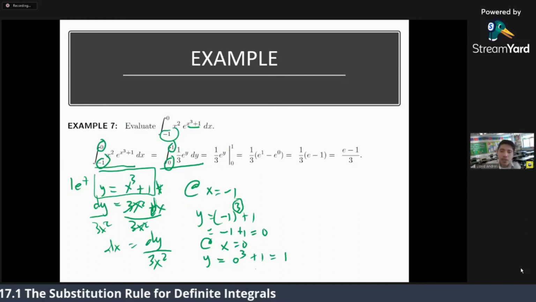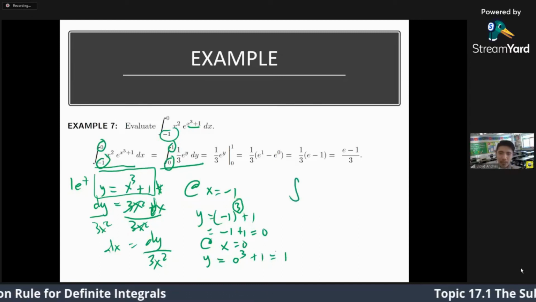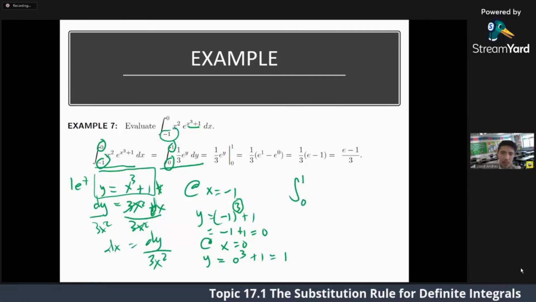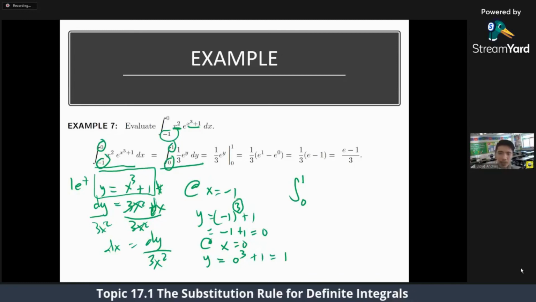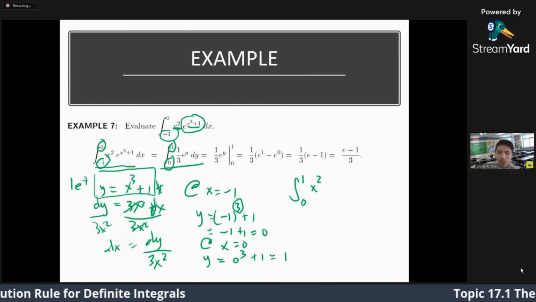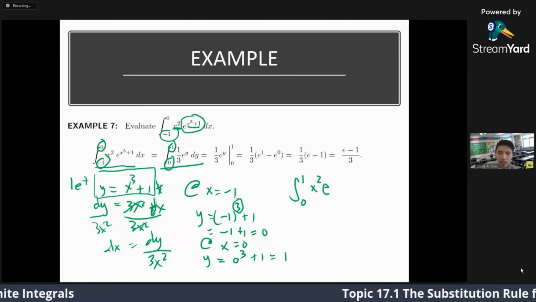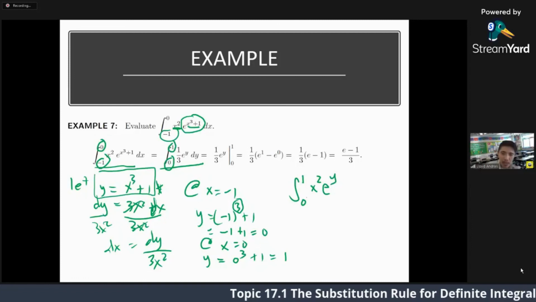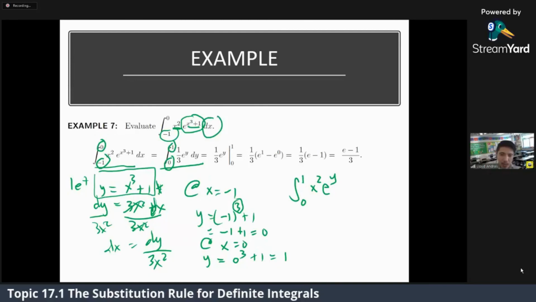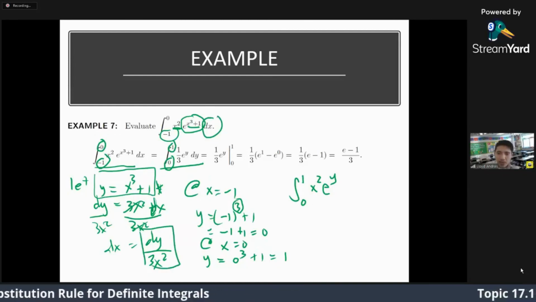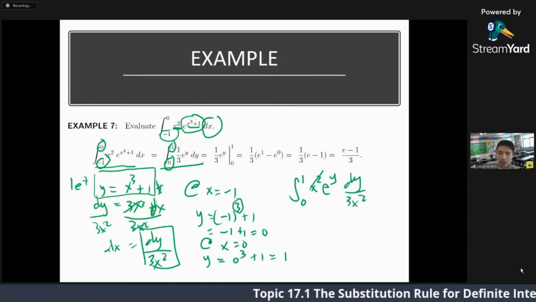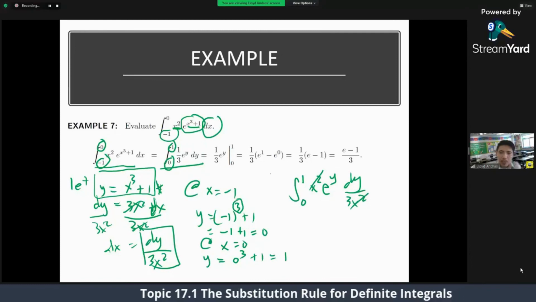After that, we simplify the integrand from 0 to 1. The given integrand is x squared, so we copy x squared, then the e raised to x cubed plus 1 becomes e raised to y. We replace the exponent with y. While for dx, we replace it with dy over 3x squared. So the 3x squared cancels, leaving the 3, so we now have 1/3 here.